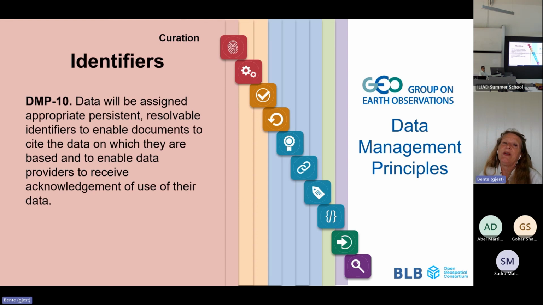This is the last one, identifiers. Data will be assigned appropriate persistent, resolvable identifiers to enable documents to cite the data on which they are based and to enable data providers to receive acknowledgement of use of their data. So there you have the principles.